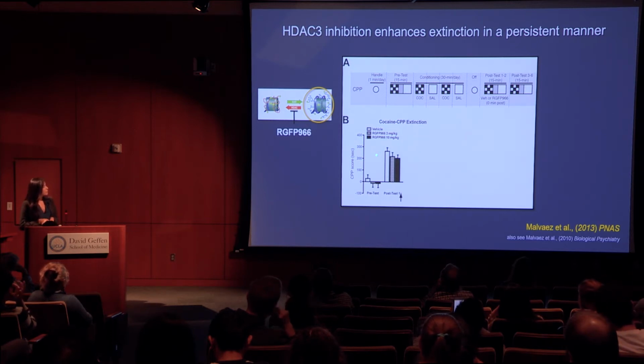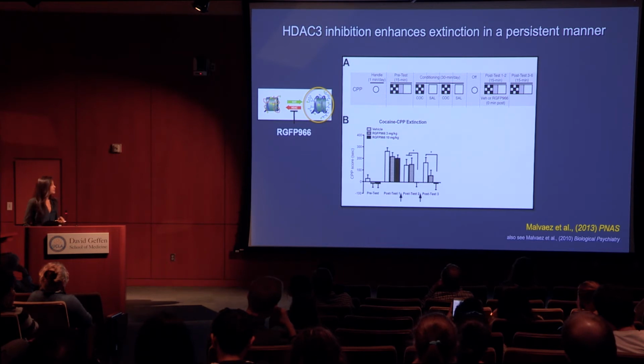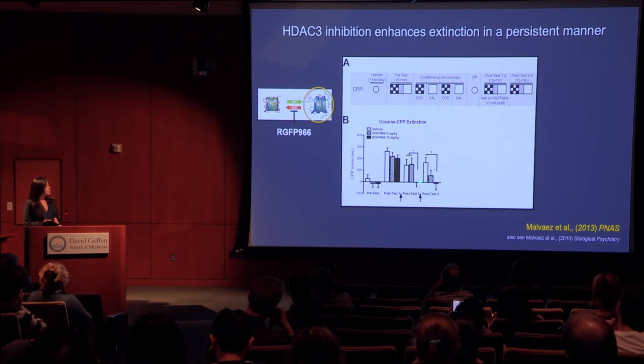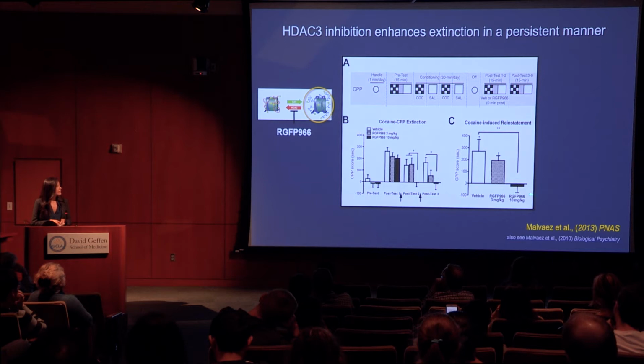Once the animals form this drug-associated memory, shown as a preference for the drug-paired compartment, we then extinguish this and administer the HDAC inhibitor immediately after each training session. The animals that were treated with the high dose lose their preference for the drug-paired compartment almost immediately. And when we challenge these animals in a reinstatement test, the animals treated with the HDAC inhibitor during extinction learning do not reinstate their preference for that drug-associated compartment.